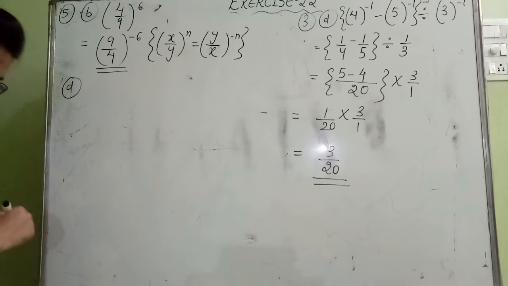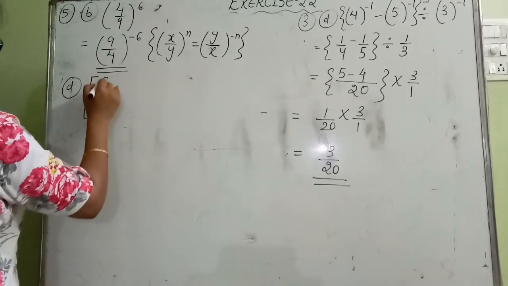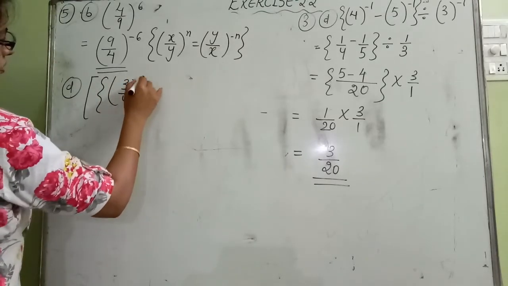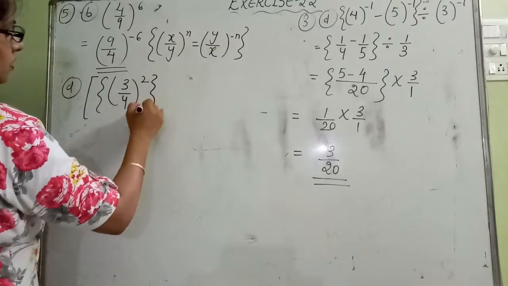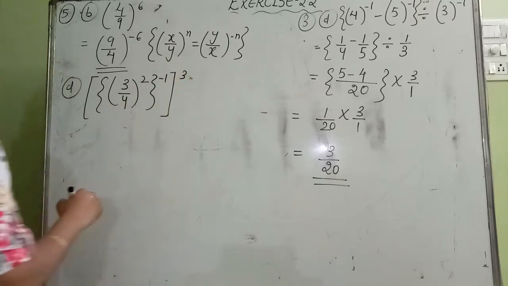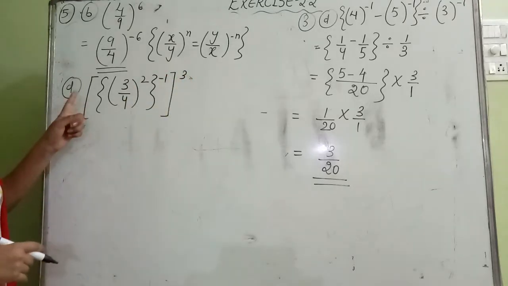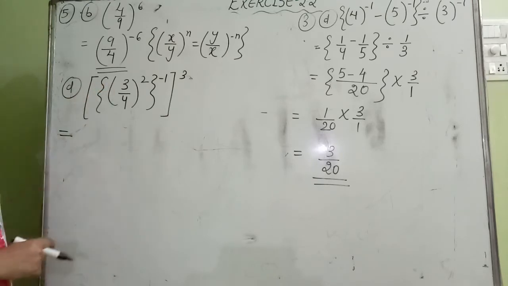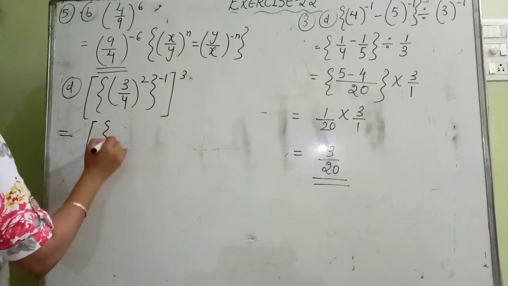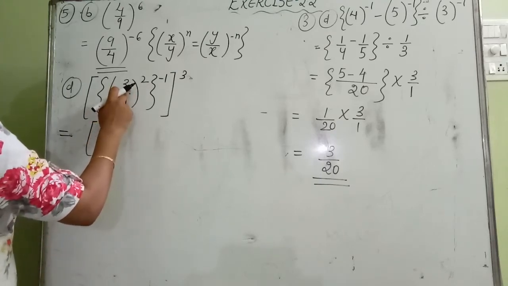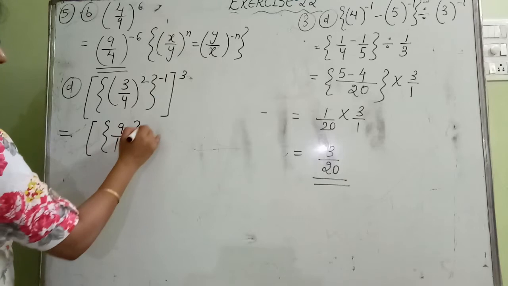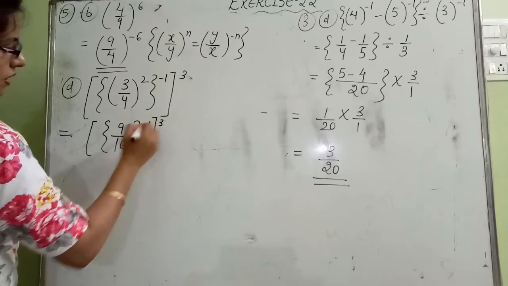It's D part. 3 by 4 raised to the power 2, then power minus 1, whole power 3. This bracket is known as square bracket, this is curly bracket, and this is small bracket. So we will be solving the small bracket first. 3 by 4 will become 3 into 3 is 9, 4 into 4 is 16, power minus 1, whole power 3.